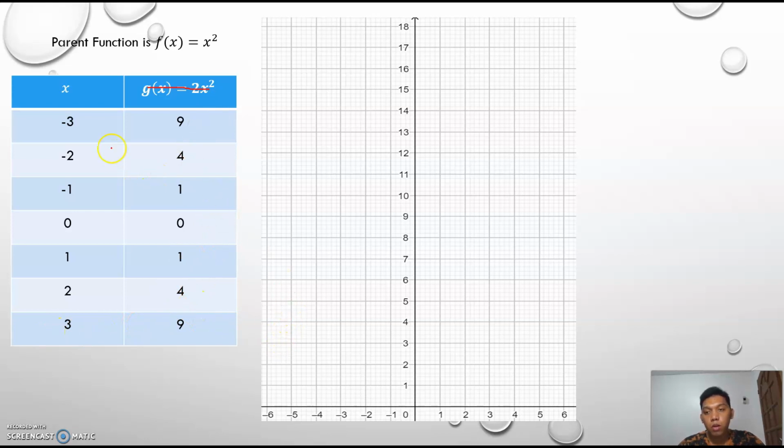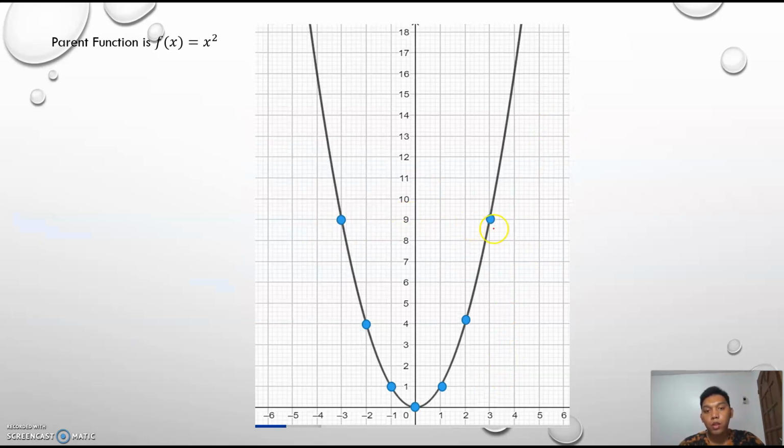After obtaining these values, you now locate these points. First we have negative 3, 9, then negative 2, 4, negative 1, 1, then the vertex 0, 0, and then 1, 1, 2, 4, and then 3, 9. This goes on and on. If you graph this, this will be the graph. This parent function will be used with the other implications later.